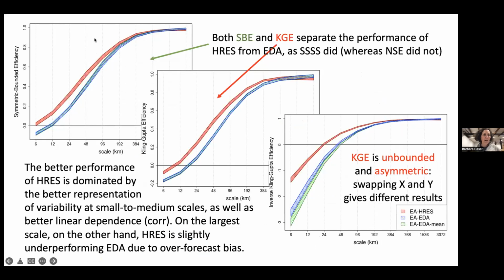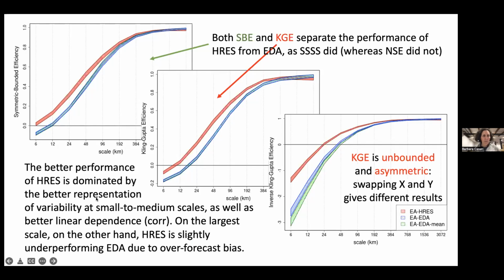Both the SB and the KGE separate well the control from the ensemble members. However, the KGE is unbounded and asymmetric. So here, when I swap X and Y, you see I have very different results. And because of the ratio, this can attain very large negative values. Instead, the symmetric bounded efficiency by definition is symmetric.